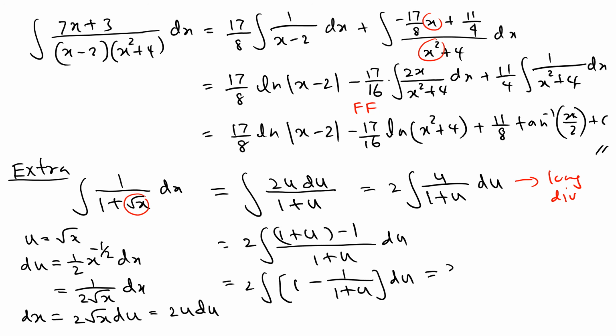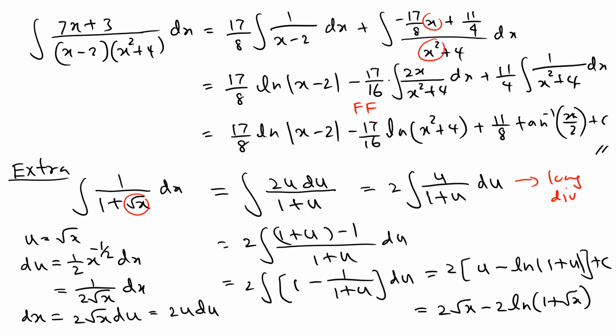So you're going to get 2 times u minus ln of 1 plus u, plus c. So you can substitute for u. If you substitute for u, it is 2 square root x minus 2 ln of 1 plus square root x. Since this is positive, I'm going to remove the absolute sign. So you end up getting this as the final answer. So you can do that kind of tricks to solve some extra problems that you can bring into the partial fraction method like this. Okay, so this is the end of the partial fraction technique.